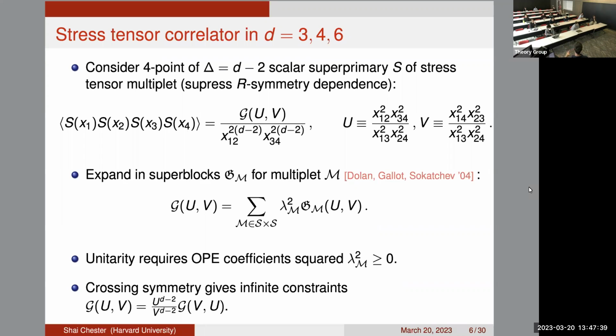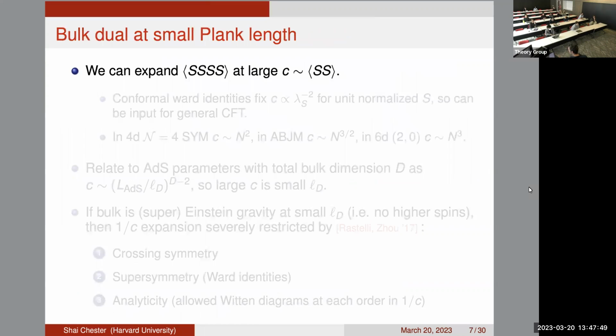I just want to emphasize that all of this is something we know for general CFTs. So we don't have to make any assumptions aside from the fact that it's unitary. So those are the generalities. Okay, so how does this relate to bulk quantum gravity physics?